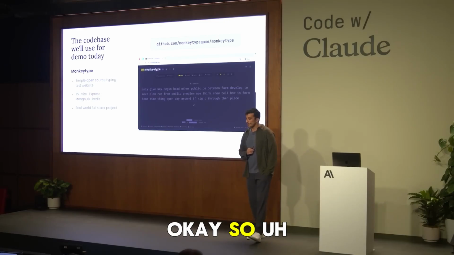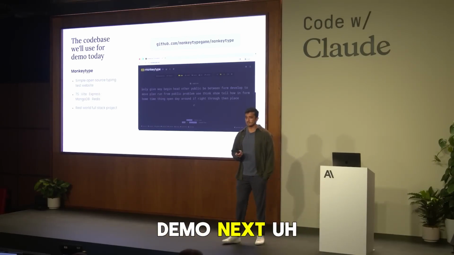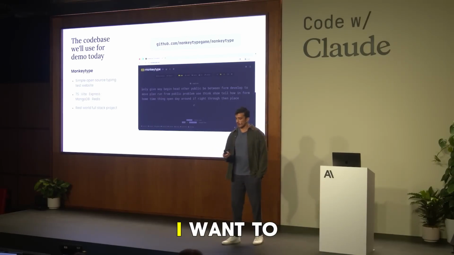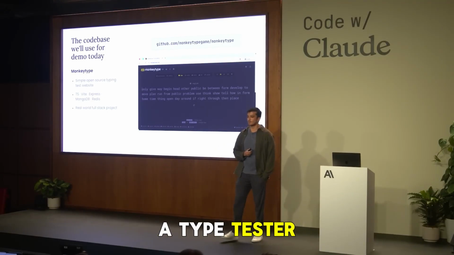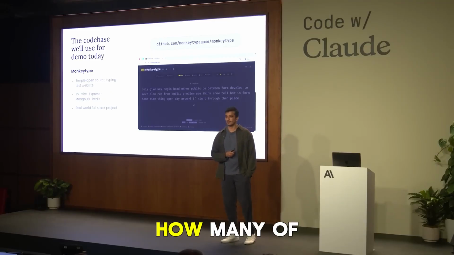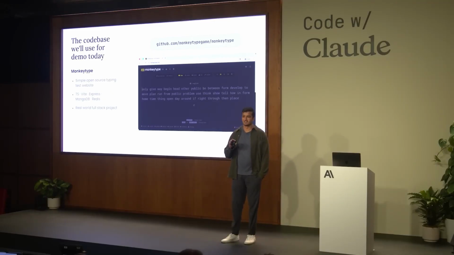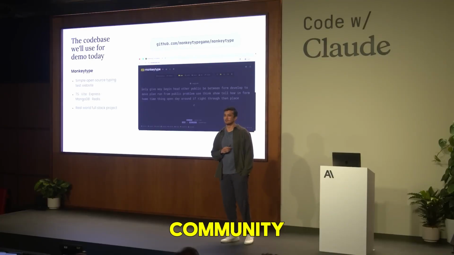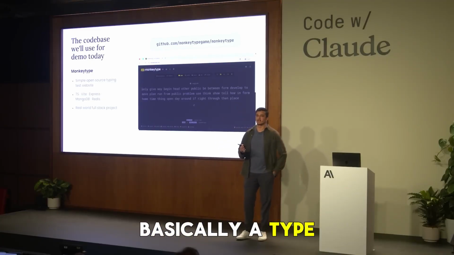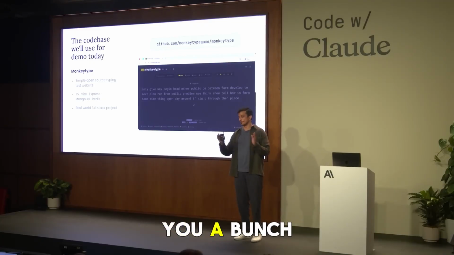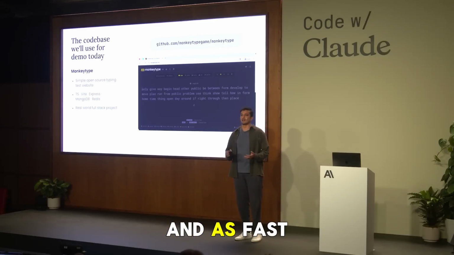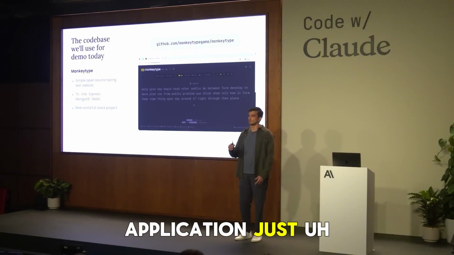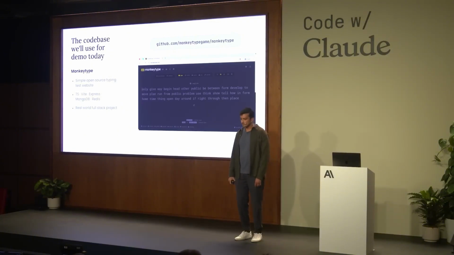OK, so we're going to jump into a demo next. But before the demo, I want to talk about the application that I'm going to be using. There is a type tester application called MonkeyType. How many of you have heard of MonkeyType? OK, I thought so. It's a niche community. But it's basically a type tester where it shows you a bunch of words, as you can see. And you have to type those words as accurately and as fast as possible. And the application just tracks your stats for you.